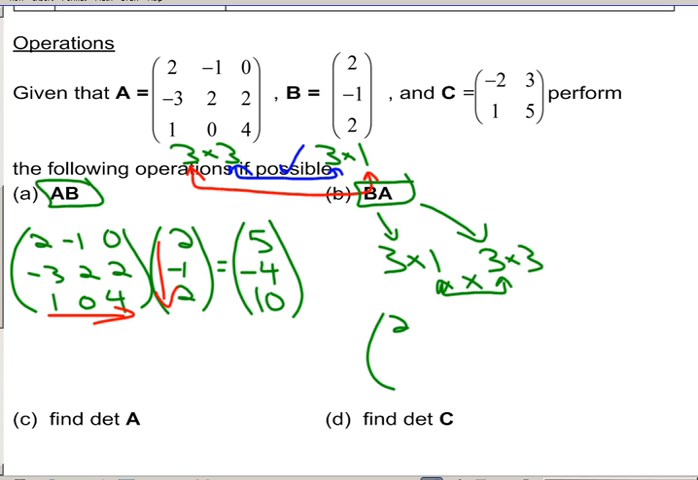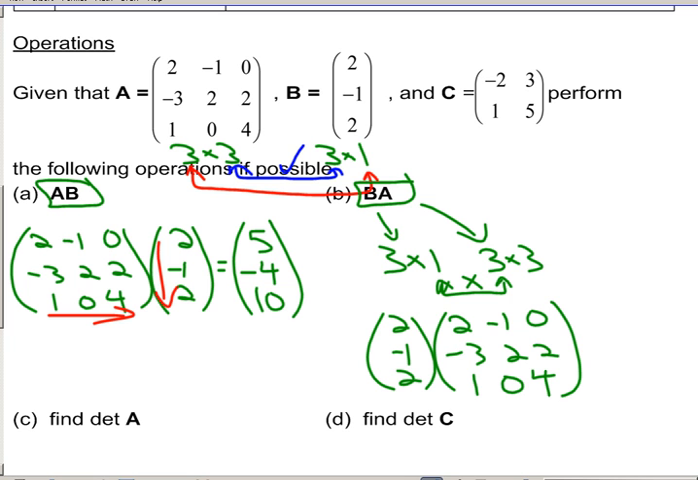If I wrote them down and tried to multiply them, I'd be going across this first row, which only has one entry, and then down this first column. There'd be a mismatch in terms of our dimensions. I'd have a 2 times 2, and then I wouldn't know what to multiply by my negative 3. So this is not possible.